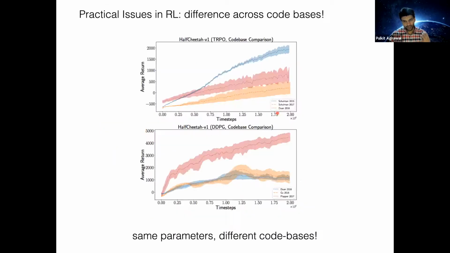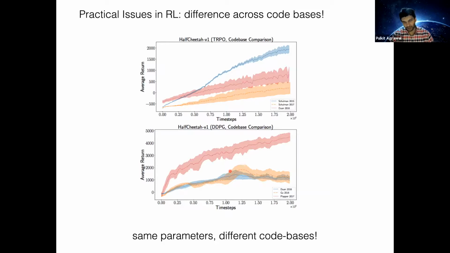And to make things even worse, if I ran the same algorithm across different code bases, one would end up getting different performances. So this is showing that even from the same authors, 2 code bases in red and blue and orange have different performance, which is different from another implementation. This was TRPO, but similarly in DDPG, depending on the code base, there were differences. Now, some of these differences were because one was in PyTorch and the other in TensorFlow, so there were small changes which led to these differences. And for other things, people were still having a hard time explaining what is causing differences in these code bases.